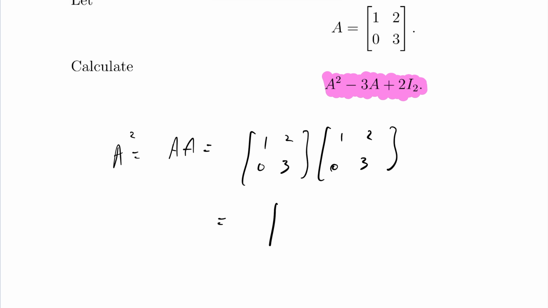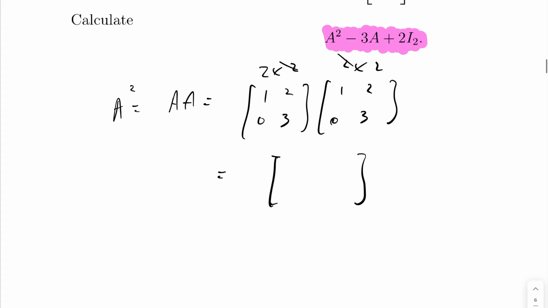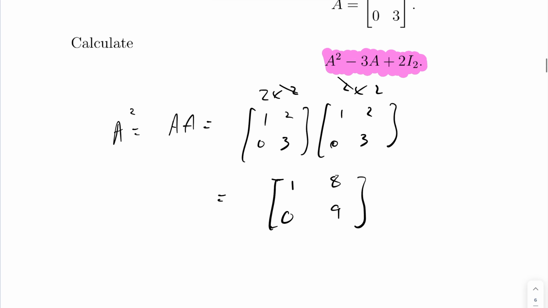And this is going to create a 2 by 2 matrix, right? Again, we're taking a 2 by 2, multiplying by 2 by 2. So these cancel, and you still get a 2 by 2 matrix. If I go ahead and do that, I'm going to get 1 as my first entry. I'm going to get 6 plus 2, I'm going to get 8, 0, and the last entry will be 9. So A squared is equal to 1, 8, 0, 9.